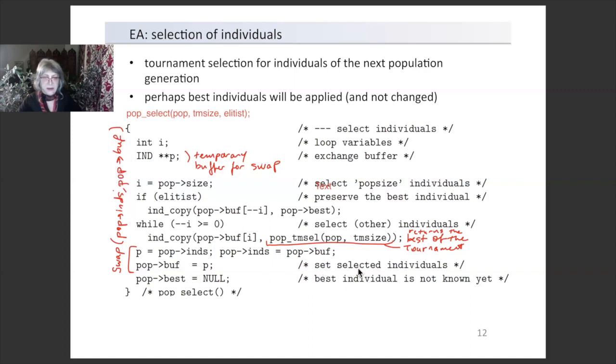So we are setting the selected individuals in the population. Population best is set as null. The best individual is not known yet, but later, by applying the related algorithm that we considered previously, the best one in the population will be determined by evaluating the individuals in the population.